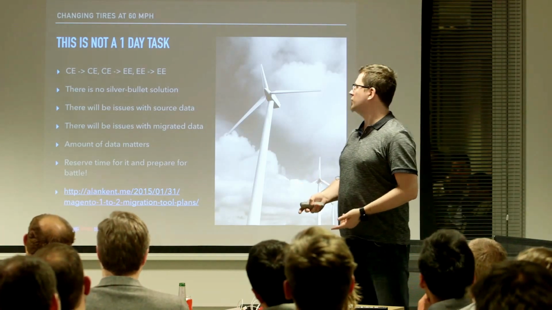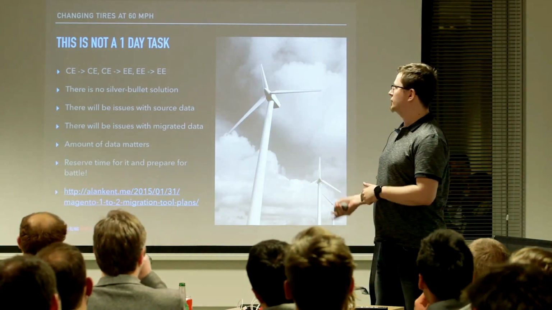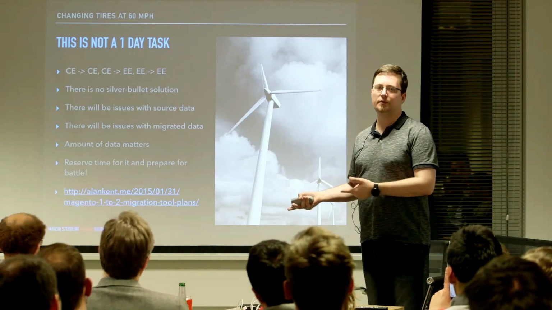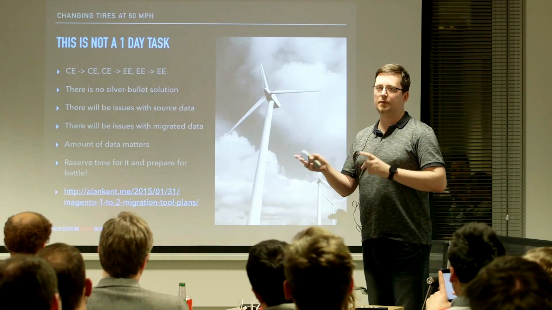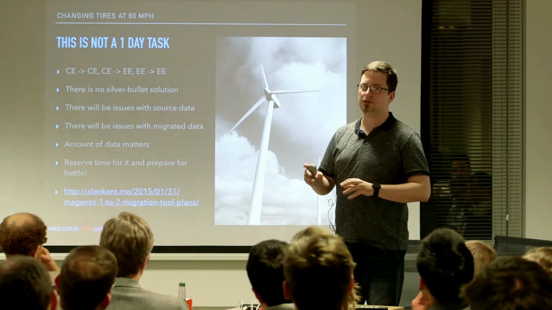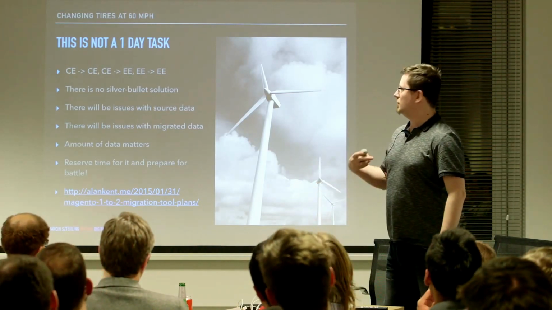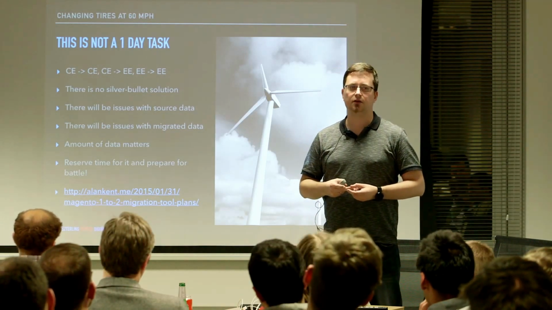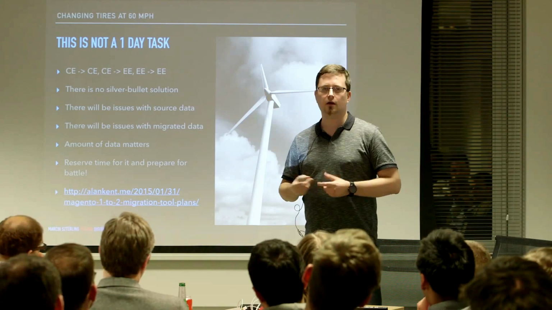So there are options where you can migrate from Community 1 to Community 2, Community to Enterprise, or Enterprise to Enterprise. And between those systems there are major differences. In what I was doing, I was importing from Community 1.7.0.2 to Magento 2.0.2.